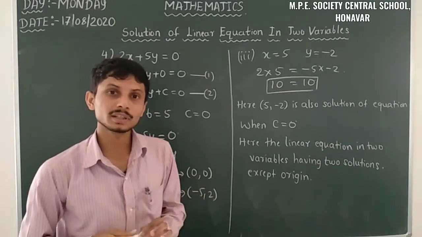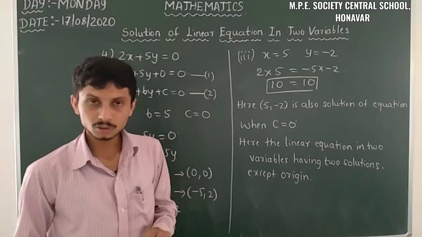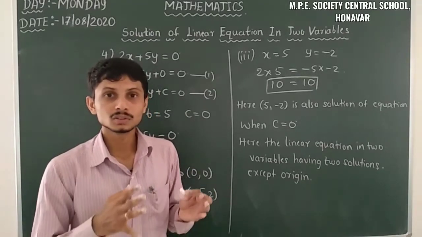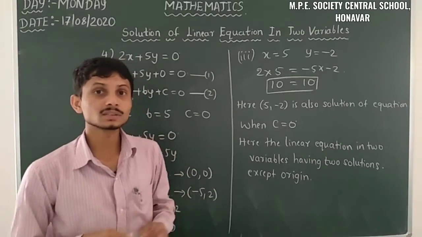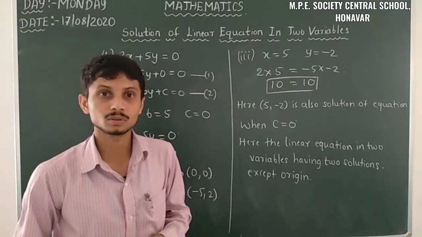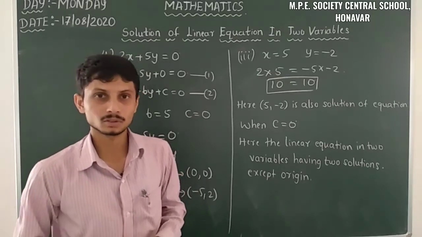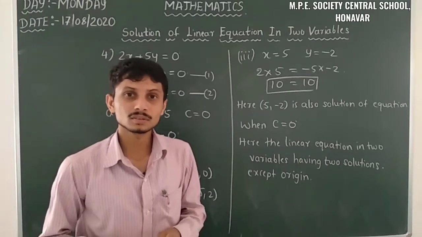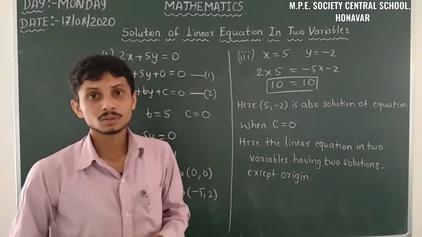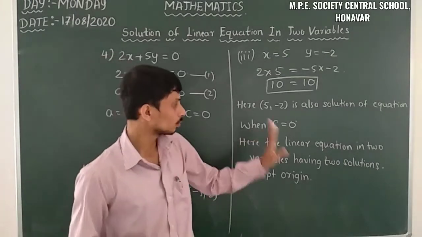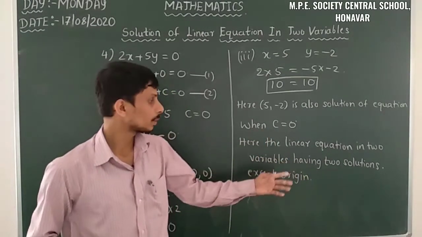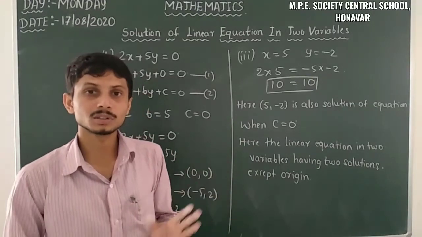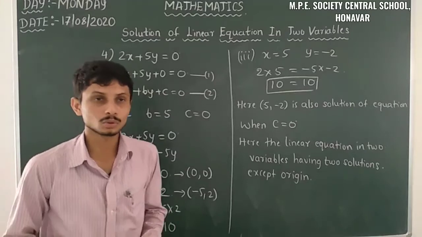After that we have to convert it into a form of coordinate system. So we observe from the last three examples that there are some cases. When A is not equal to 0, B is not equal to 0, C is not equal to 0, the equation has infinitely many solutions. And when A is equal to 0 or B is equal to 0, the equation has a unique solution. And when C is equal to 0, the linear equation in two variables has only two solutions apart from the origin.